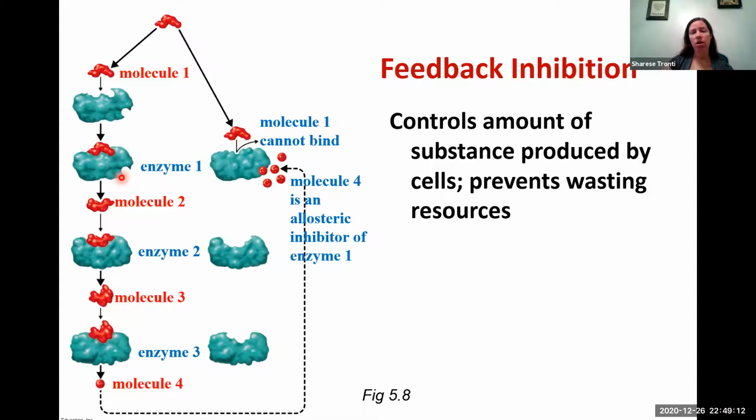So if we have a lot of the end product, it's going to bind to the allosteric site and inhibit the production of more end product. Now, if the concentration of the end product begins to fall, then it will release from the allosteric site, and then that enzyme will become activated again, and it will start to make more end product. It's a good system, and it's called feedback inhibition.